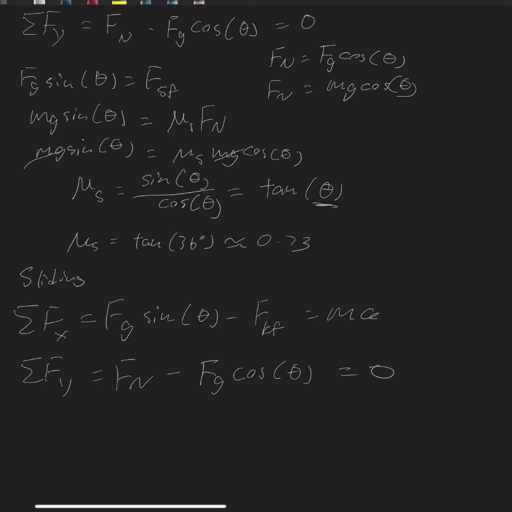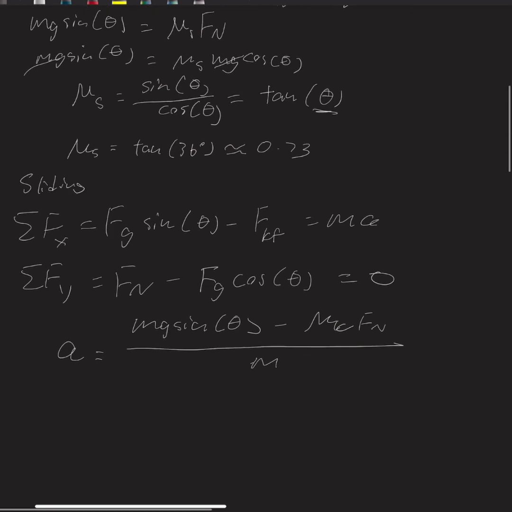And now, let's solve for it. Actually, let's solve for a. a is equal to mg sine theta minus mu k Fn, over m.